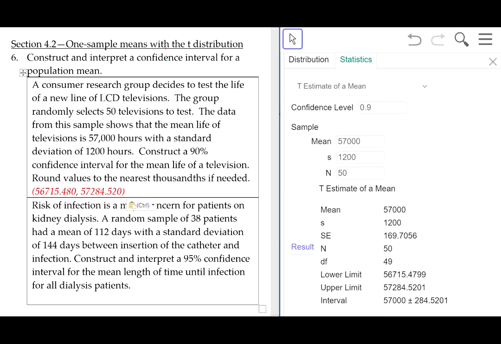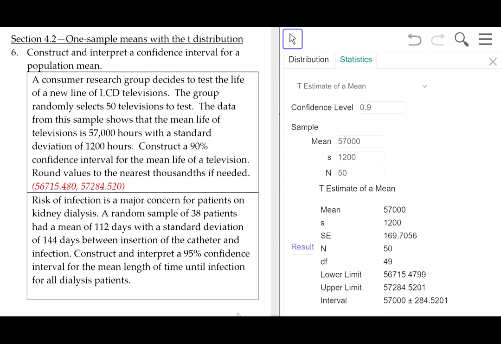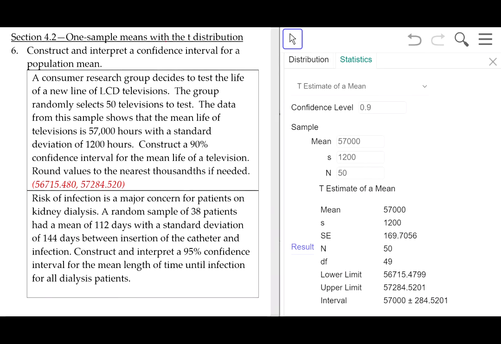57,284.520. The next example says, risk of infection is a major concern for patients on kidney dialysis. A random sample of 38 patients had a mean of 112 days with a standard deviation of 144 days between insertion of the catheter and infection. Construct and interpret a 95% confidence interval for the mean length of time until infection for all dialysis patients.